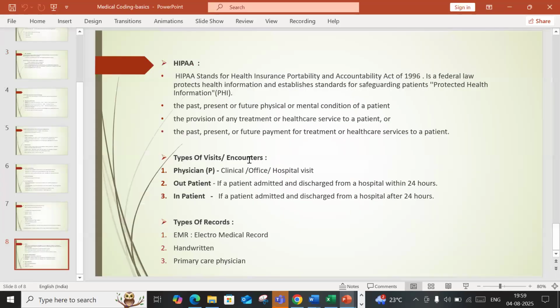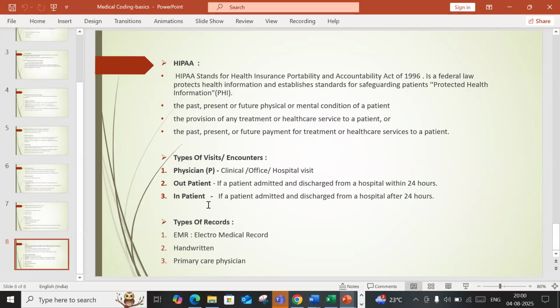Next, types of visits or encounters: physician visit, outpatient visit, and inpatient visit. Physician visit means a clinical visit, office visit, or hospital visit. He can see the doctor in his clinic, hospital, or office. For example, if a patient has a high fever, he will go to a hospital, get some treatment from the doctor, and come back home. That comes under physician visit.